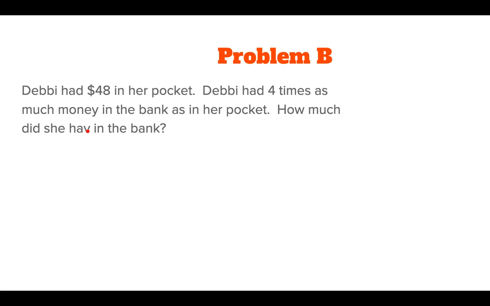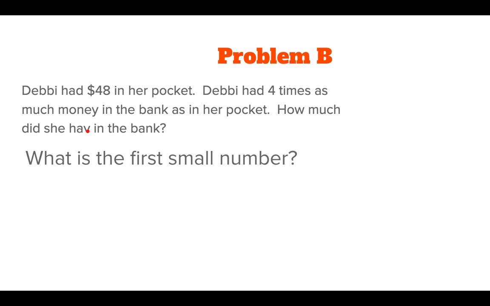Have in the bank. Let's think about this. Here we go. Ready? The first small number, that's going to be that times number. What's our first small number? Our first small number is, did you say 4? Oh, great job. It is 4. And then what's our small number?